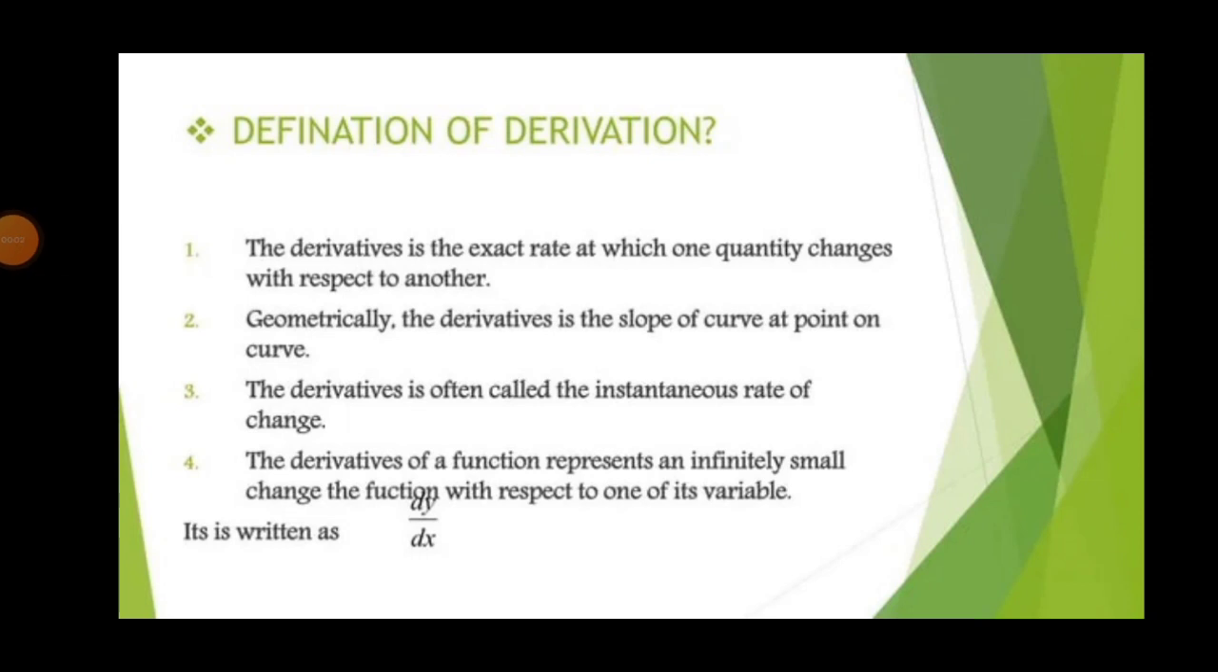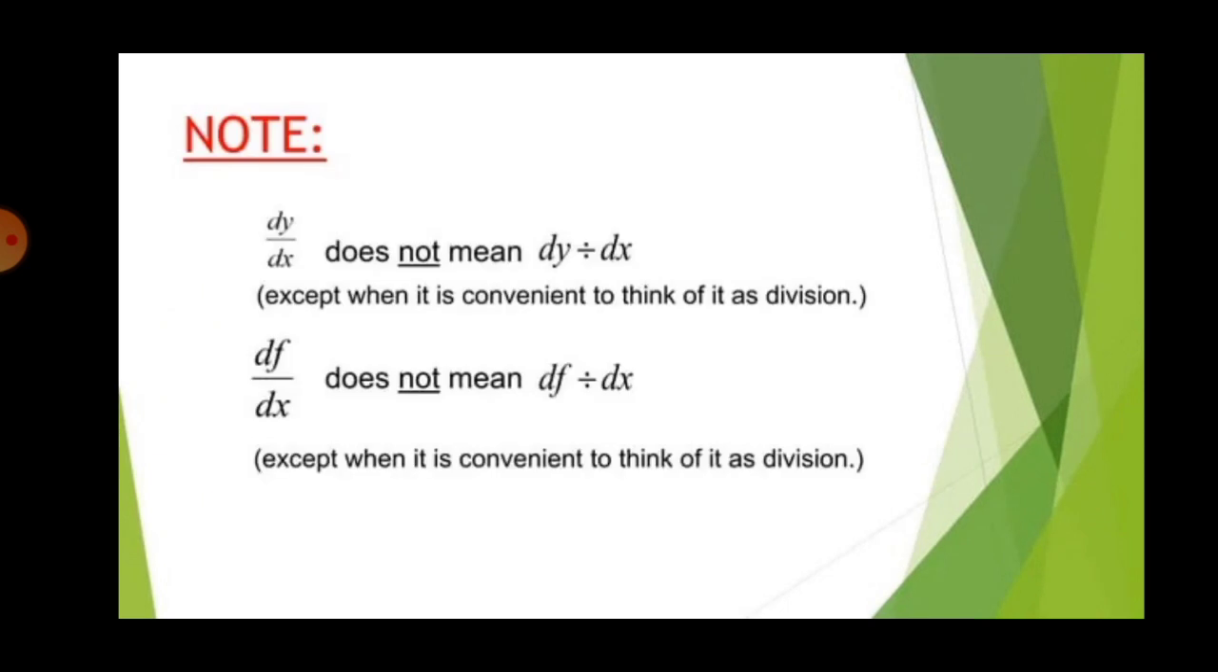Definition of derivative. The derivative is the exact rate at which one quantity changes with respect to another. Geometrically, the derivative is the slope of a curve at a point on the curve. The derivative is often called the instantaneous rate of change. The derivative of a function represents an infinitely small change in the function with respect to one of its variables. It's written as dy all over dx.